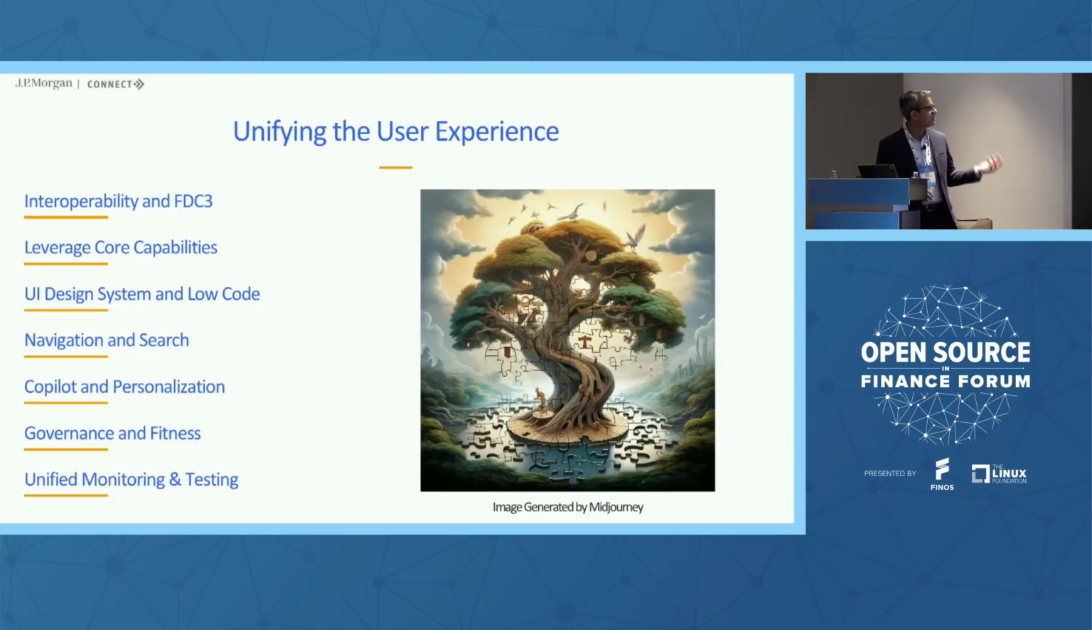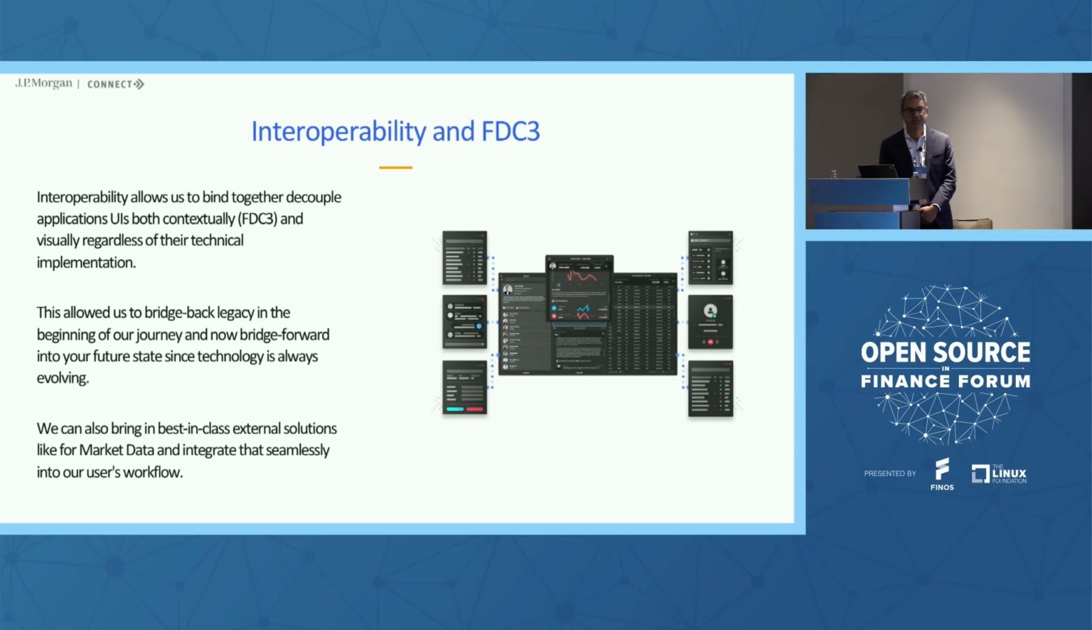So this is where I'm going to go through all of these strategies for unifying the user experience. The first one is interoperability in FTC3. That's something that has been discussed last year and this year, something that's emerging. It's really coming together in terms of our ability to contextually bind the decoupled application UIs. What you also need on top of that is to visually bind them too. If two UIs are linked together, it should be obvious to the user that they are. You can leverage different platforms that are available to enable that.